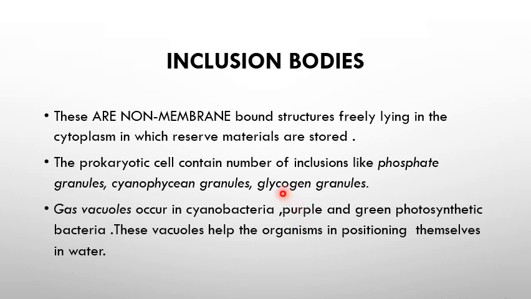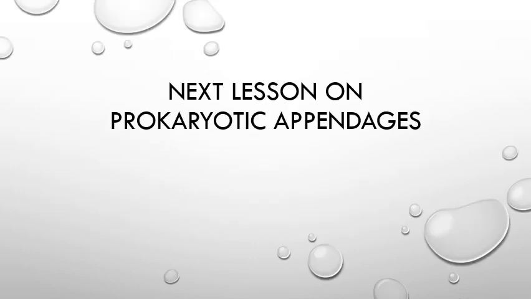So inclusions are basically non-membrane bound structures in which food is stored. Examples are phosphate granules, cyanophycin granules and glycogen granules, in which we have different forms of food in reserve, stored form. So the next lesson will be on the prokaryotic appendages, in which we will discuss flagella, pili and fimbriae.